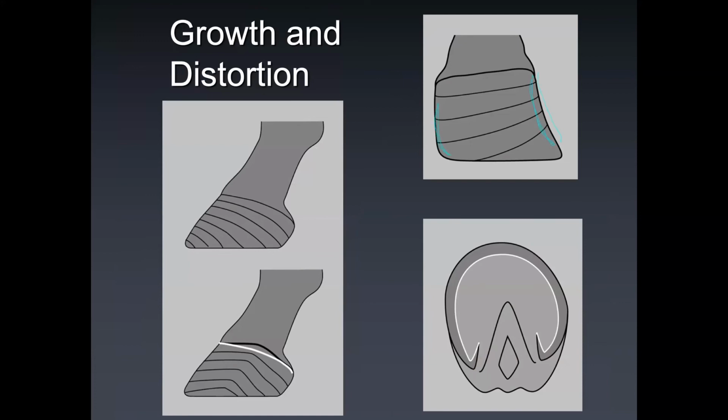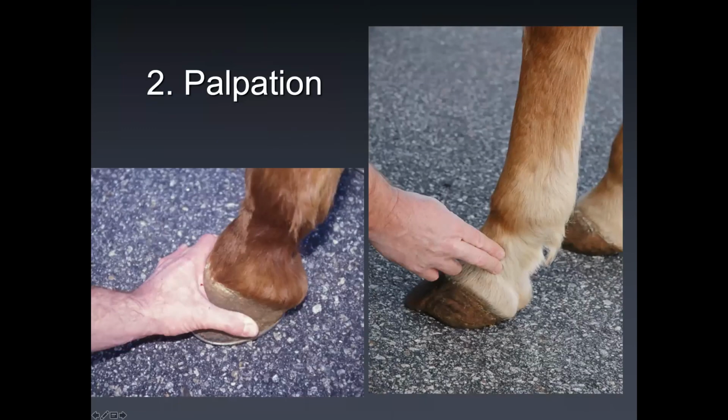So the stress changes. Down here, notice this heel bulb is moving forwards and this toe is pushing out. So these distortions are the consequence of too much stress. All right, palpation. Palpation is important.